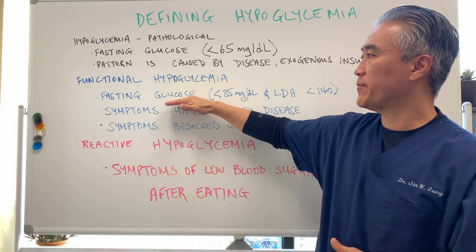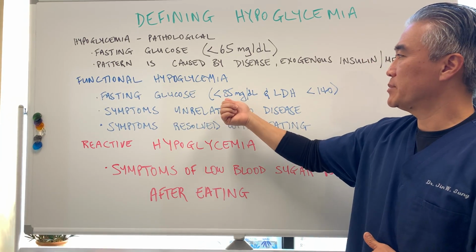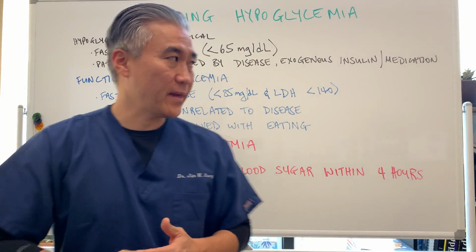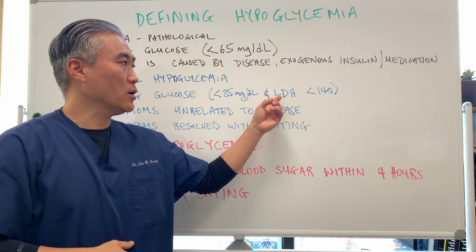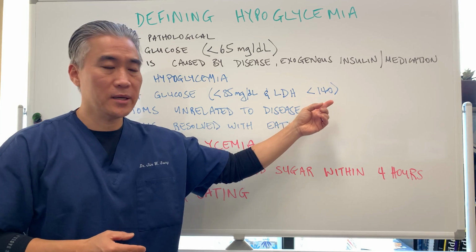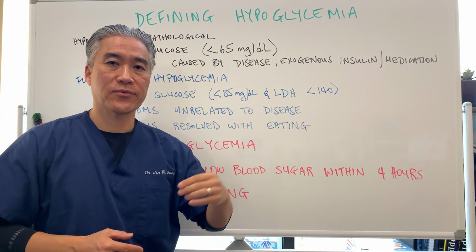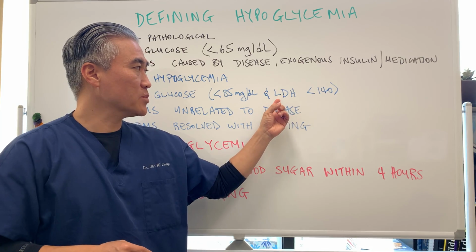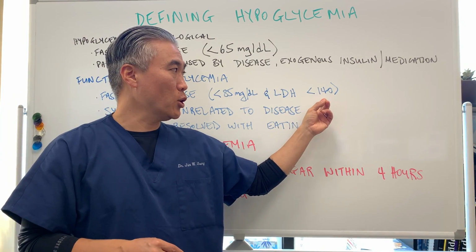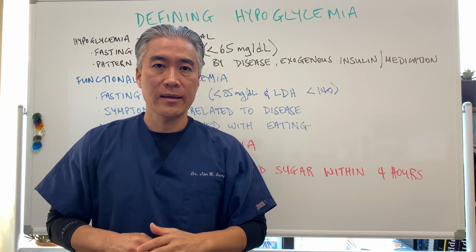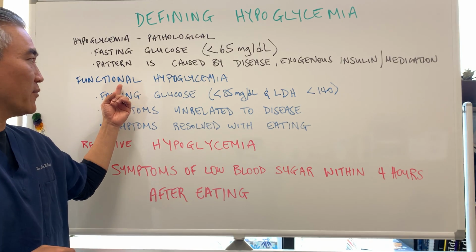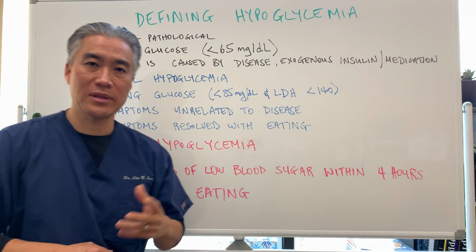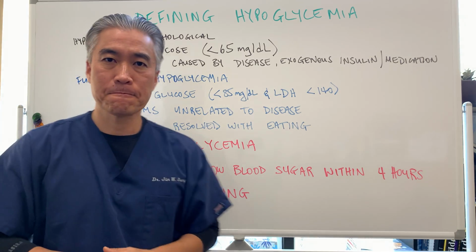So the first fasting morning glucose is below 85. Another thing that you'll see with that is something called LDH below 140. LDH stands for lactate dehydrogenase. And when this marker in the blood work is below 140, then it can indicate that you have a functional hypoglycemia, along with the fasting blood sugar below 85, okay?